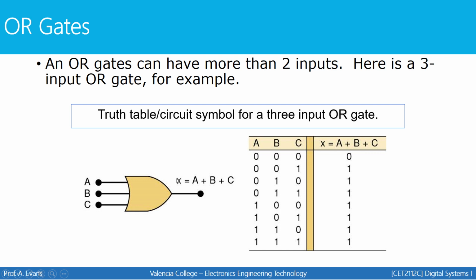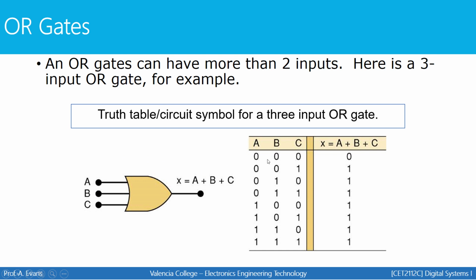Notice how it's written: X equals A or B or C. That's how we would read that out loud. We wouldn't actually say the word plus. Plus means OR. So this is our symbol for a 3-input OR gate. That's our output expression. This is the output expression right here.